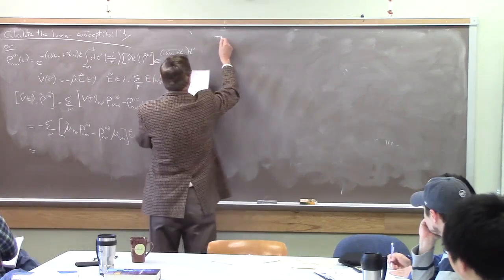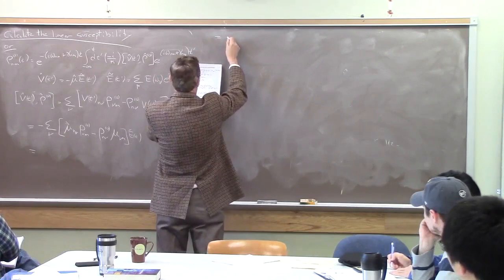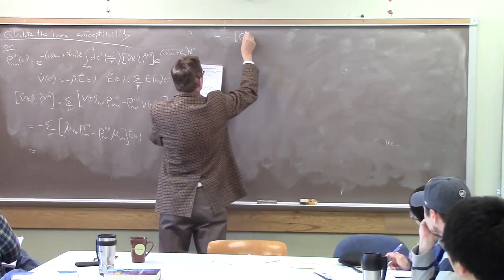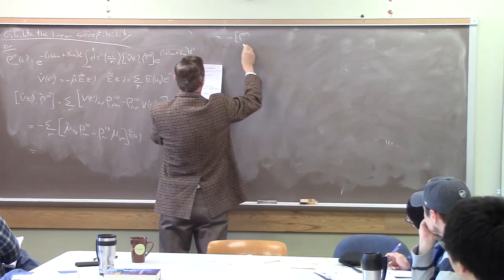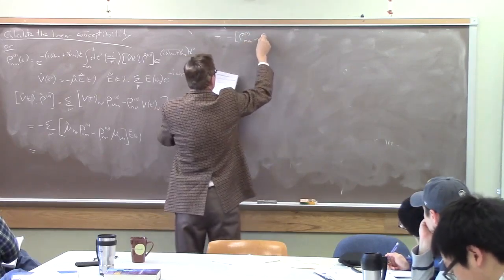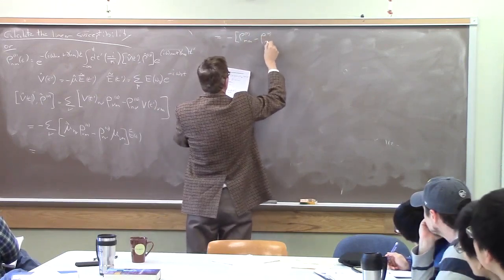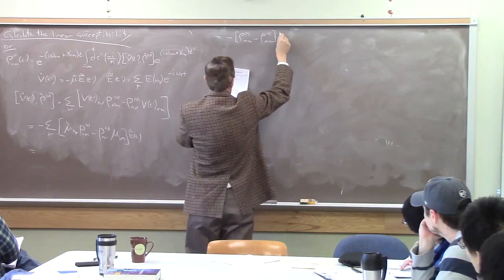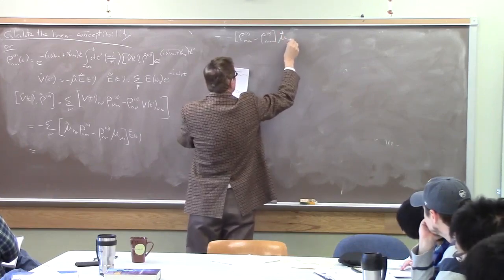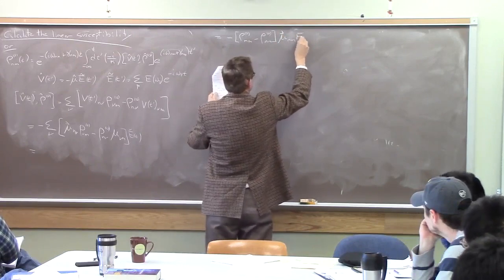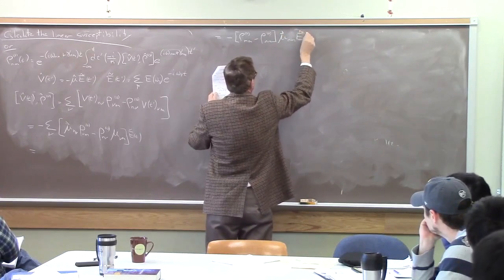So we can write this as minus rho 0 m minus rho 0 n times mu n m times e of t.